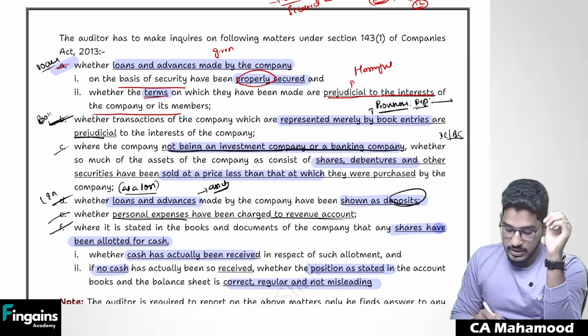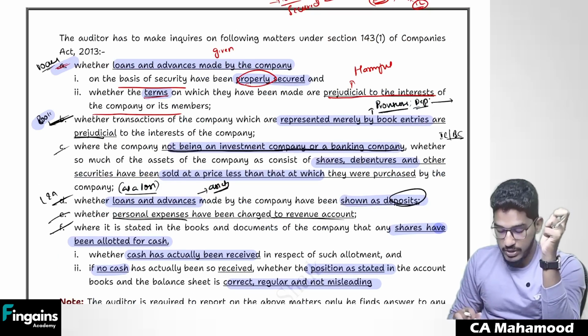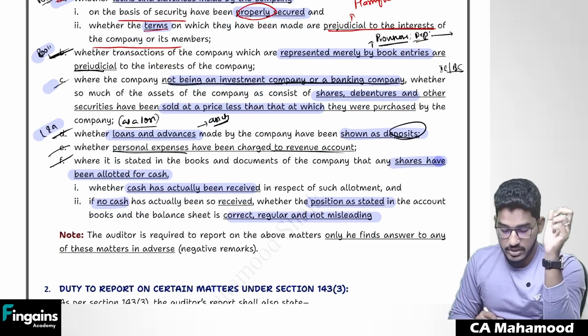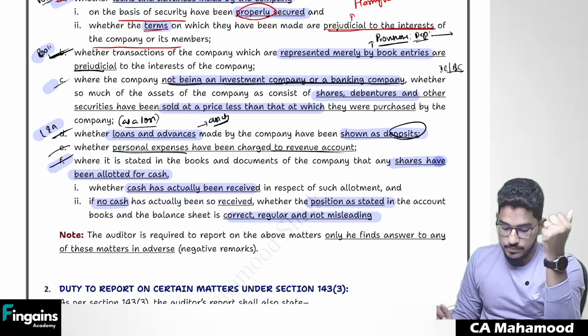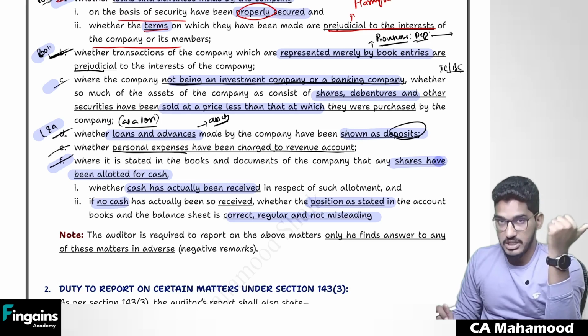First point is regarding loans and advances. Second point is regarding book entries. Third point is regarding shares, sale of shares. Fourth point is also regarding loans and advances. Fifth one is regarding charging personal expenses to revenue account. And finally, the last one relates to the company issuing shares for cash.